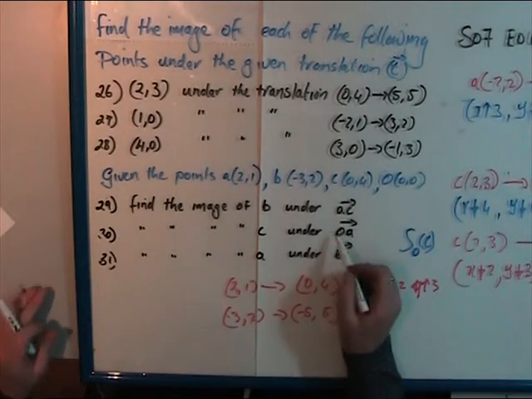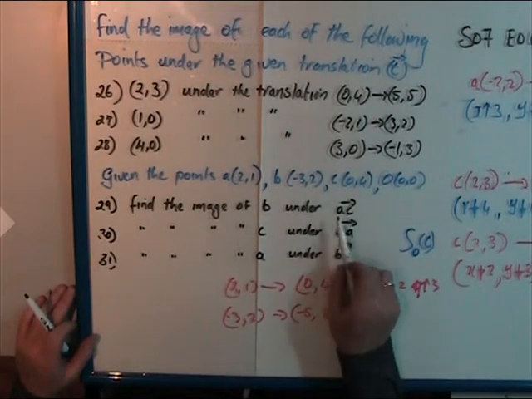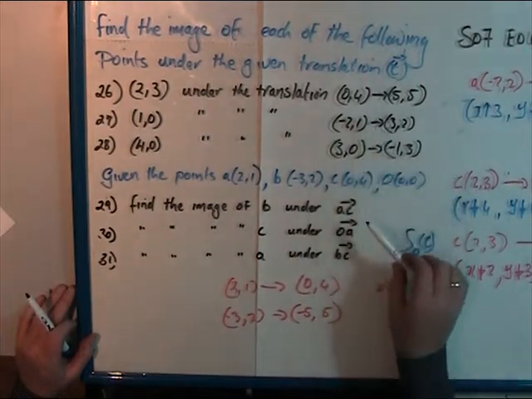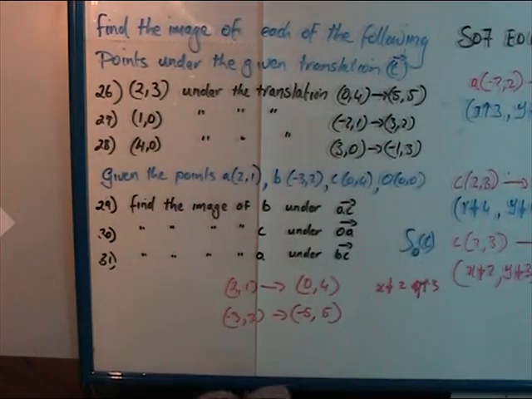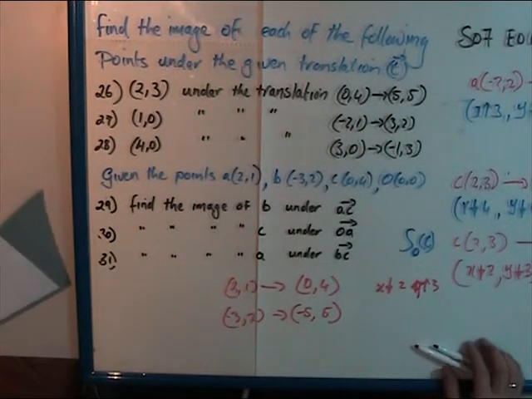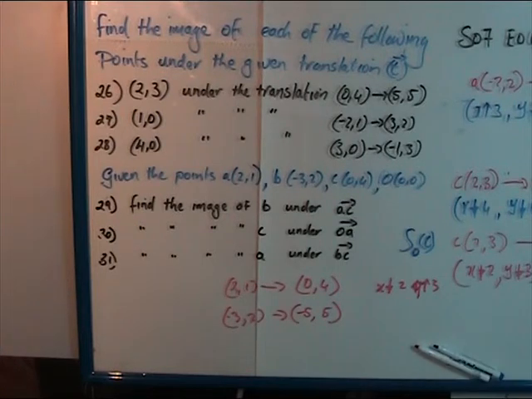Now get used to this translation, all these arrows over. Okay, under the translation T. That seems to be everything. There's nothing else required. I hope you do those questions now.